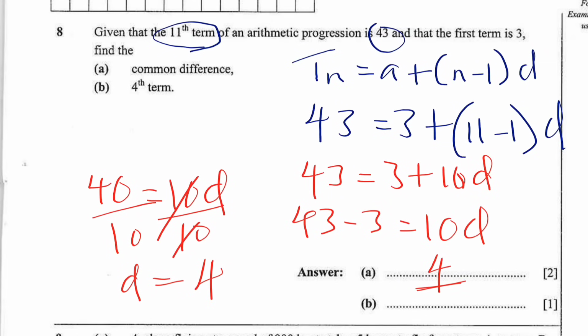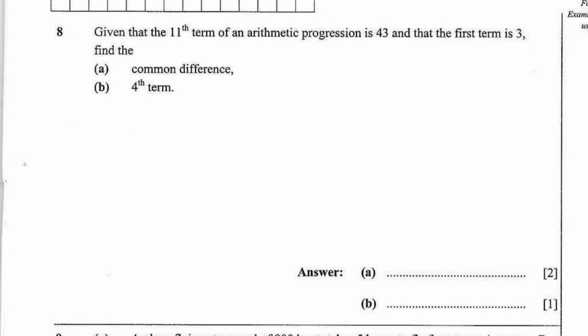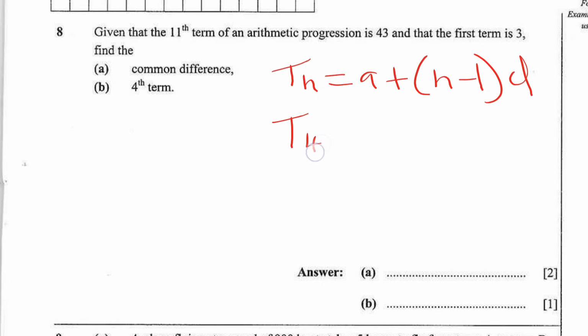That's the thing. I'm going to create space here. We know the common difference is 4, so we solve for the second part: find the fourth term. To find the fourth term, we're still going to use the same formula. Tn is equal to a plus open bracket n minus 1 close bracket d. So T4 here is equal to a, the first term, 3, plus n is 4, minus 1. The common difference we found is 4.